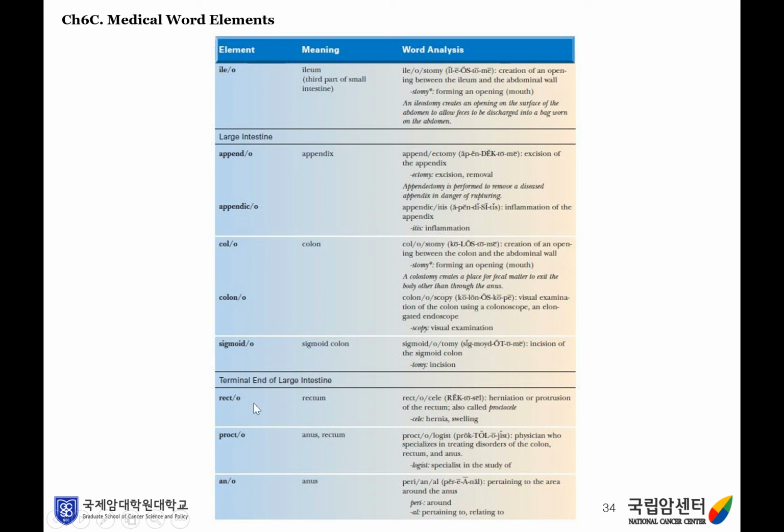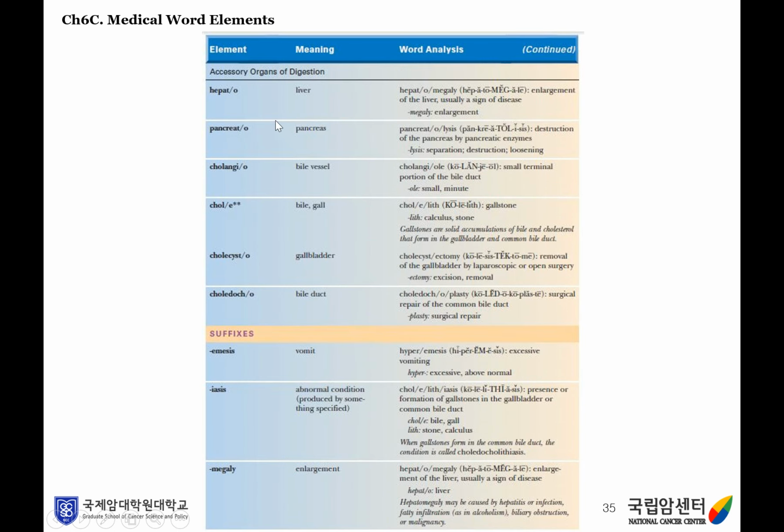And sigmoid, rect, proct, and so on. And regarding the accessory organs of digestion, hepat means liver. So hepatomegaly, in here megaly means enlargement. So hepatomegaly means the enlargement of the liver. Pancreat, cholangi means bile vessels.